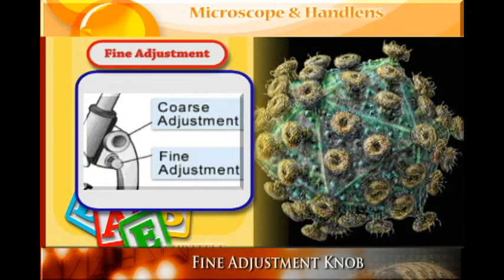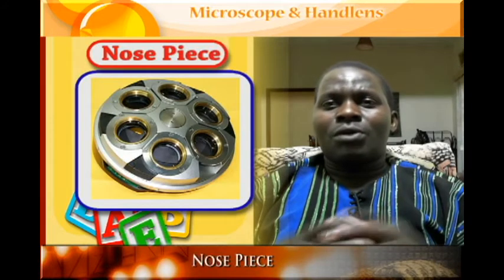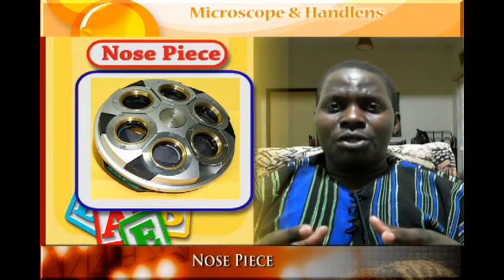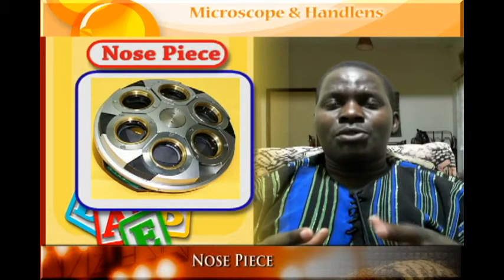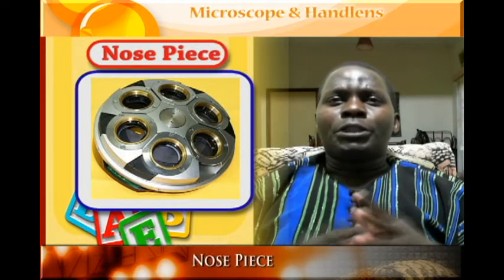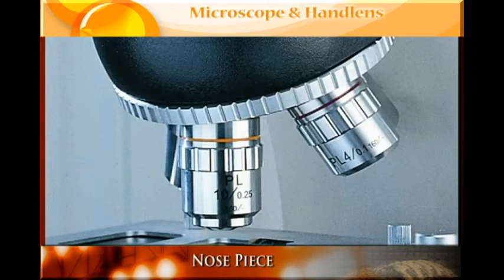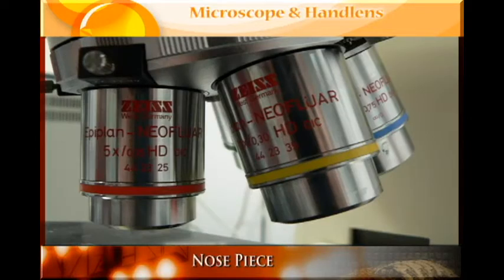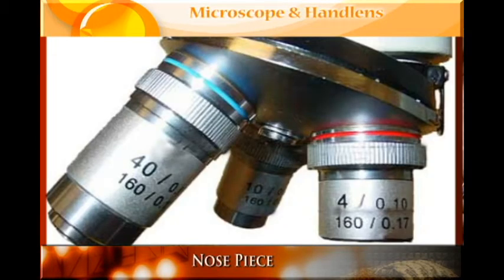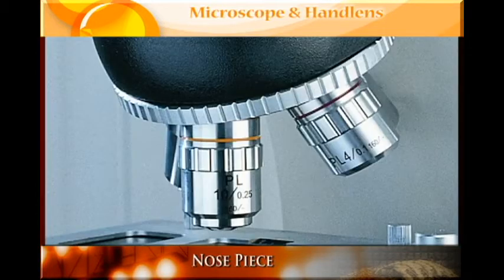Then we have what we call the nose. The nose holds the objective lenses into position, and it rotates to bring the objectives into position. We know some microscopes have 4 objective lenses, and others have 3 objective lenses. So we use the nose to rotate, and when it rotates, it brings in another objective lens.